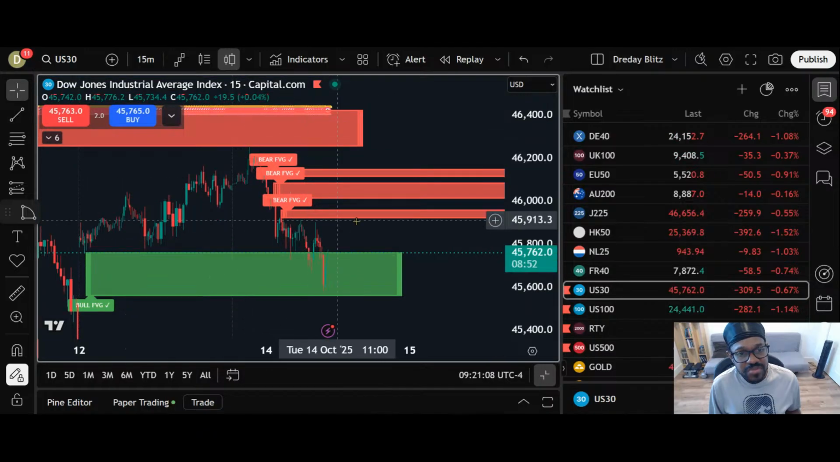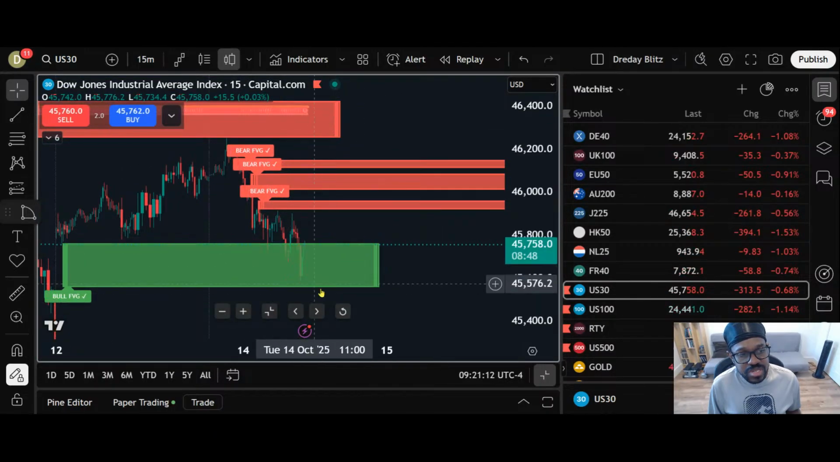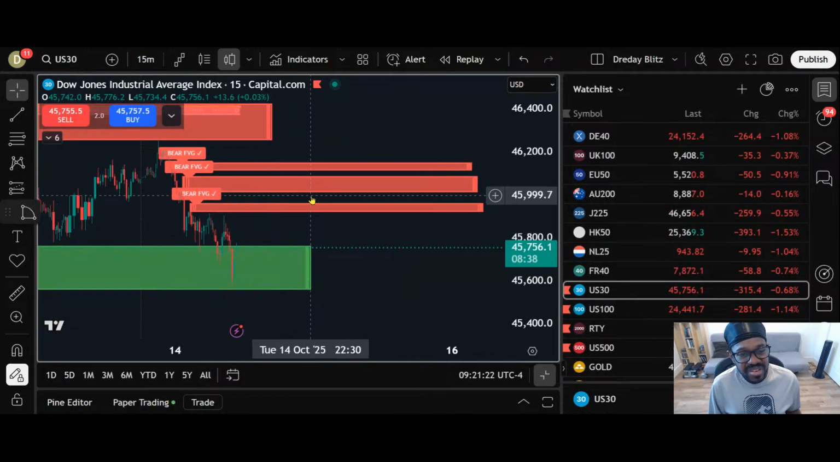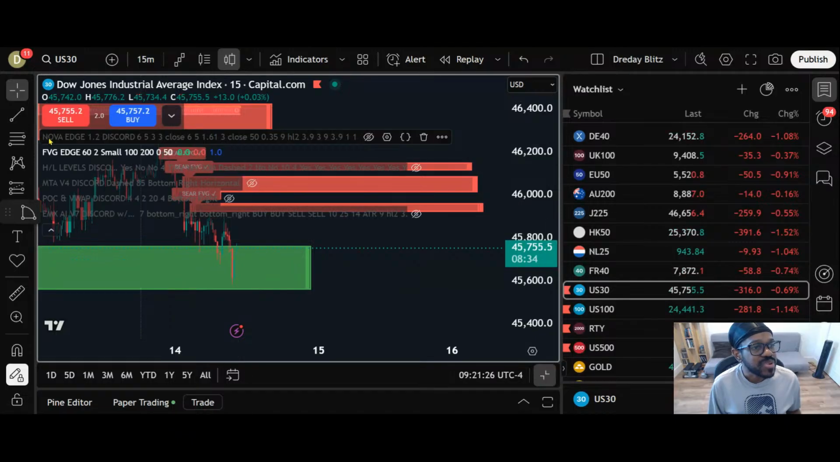Then we have bearish FVGs here. If it breaks down below this FVG, that means we may be looking to retrace to the upside and get a fair value gap here on the top, and maybe a fib retracement here also.